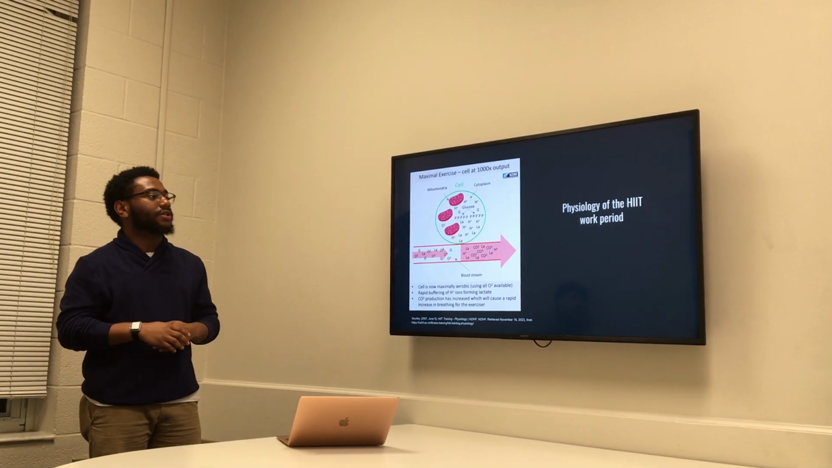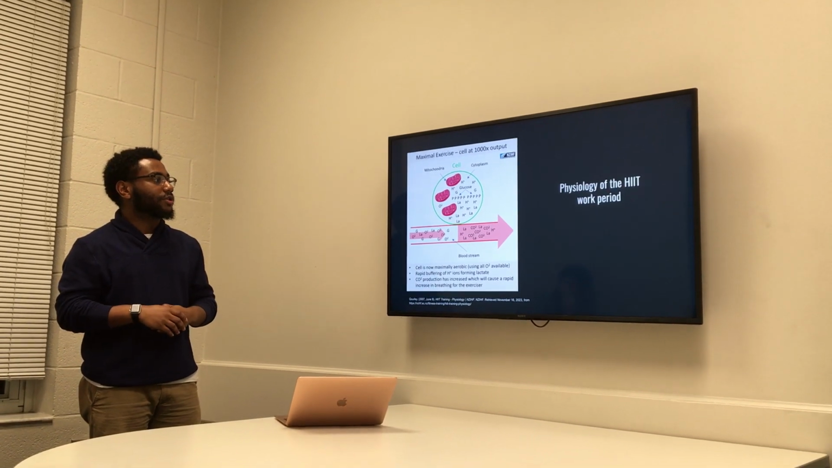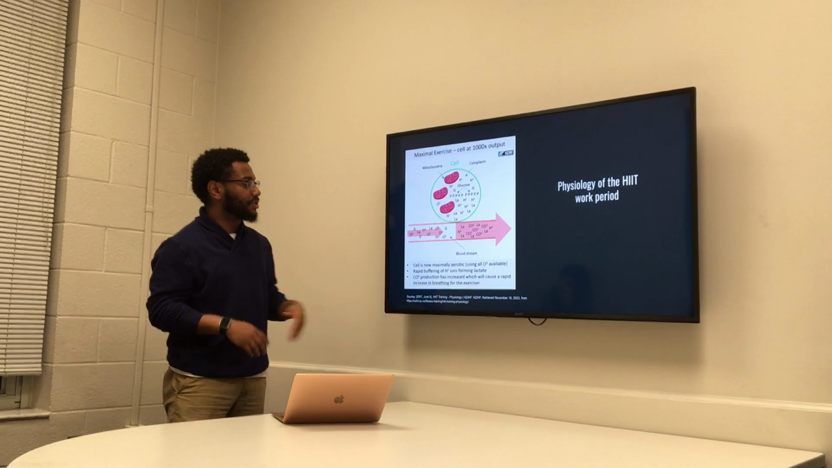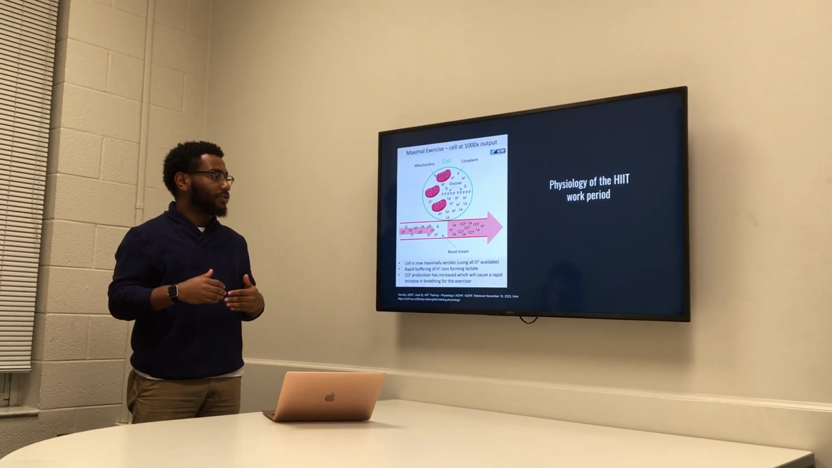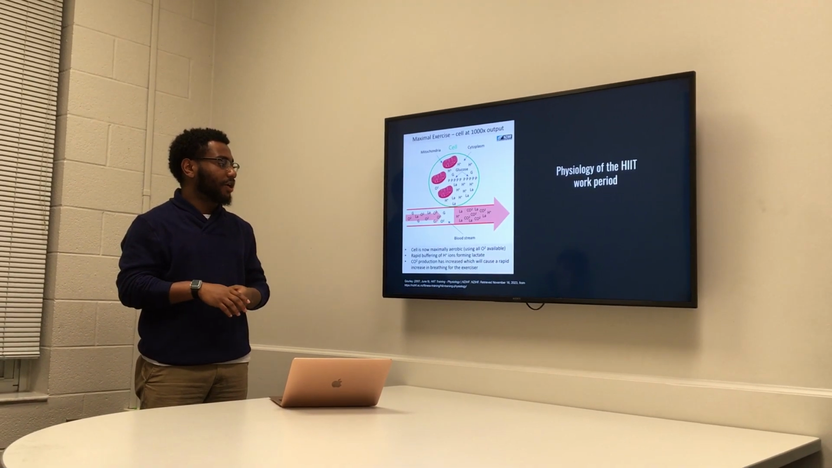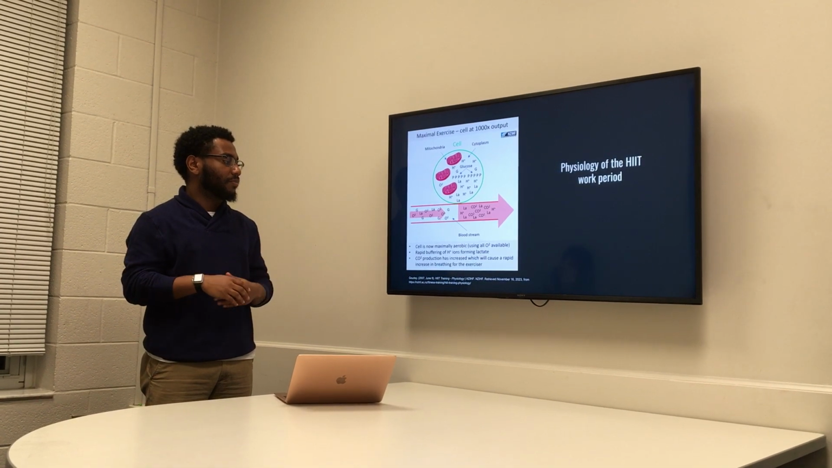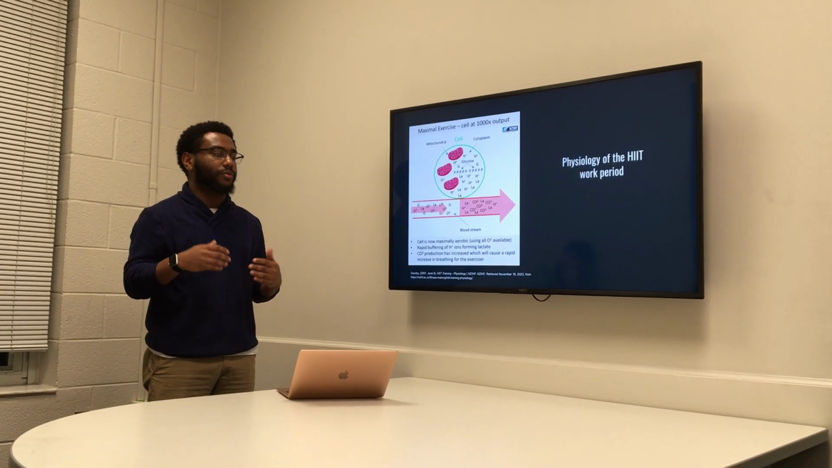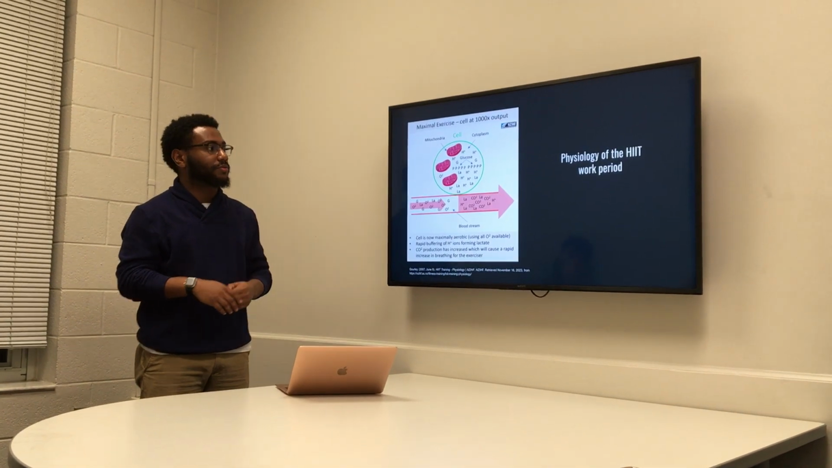My final slide is discussing the physiology of the HIIT work period. So in this slide with the image, it discusses that the cell is now maximal aerobic, using all the O2 available, with rapid buffering of hydrogen ions forming lactate. Carbon dioxide production has increased, which will cause a rapid increase in breathing for the exerciser.